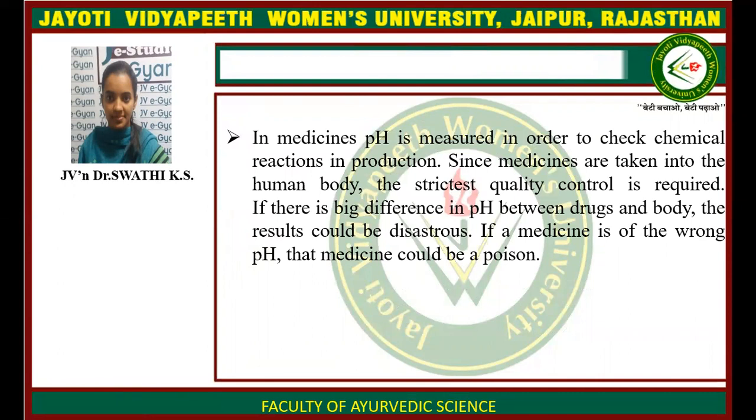In medicines, pH is measured in order to check chemical reactions in production. Since medicines are taken into the human body, the strictest quality control is required. If there is a big difference in pH between drugs and body, the results could be disastrous. And if a medicine is of the wrong pH, that medicine could be a poison.